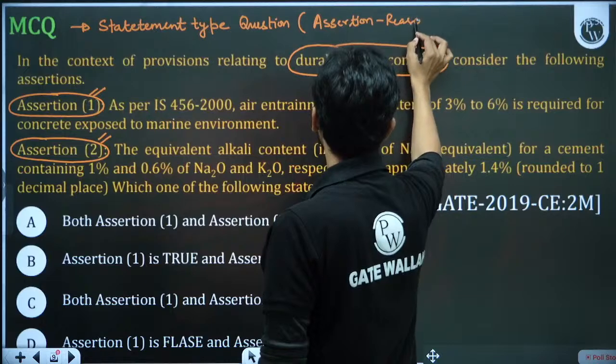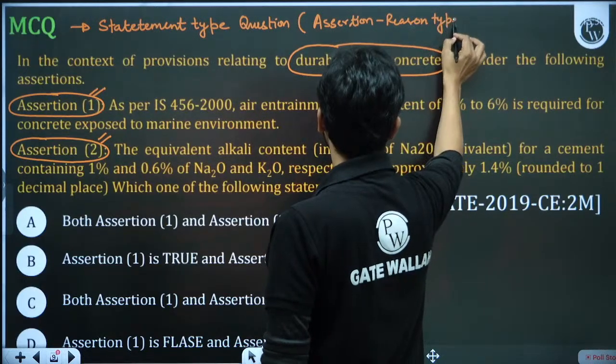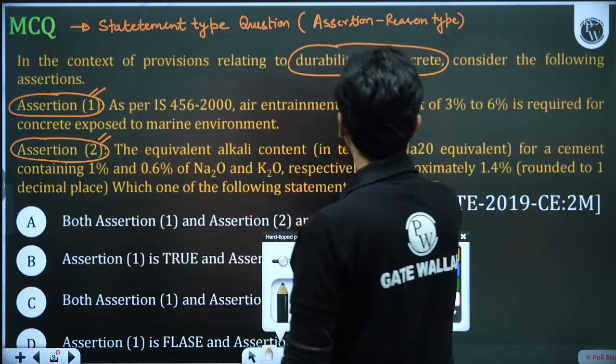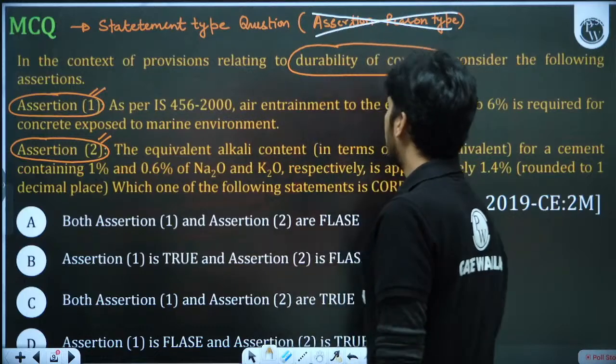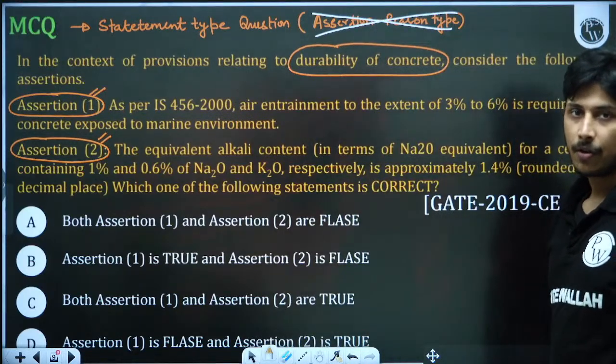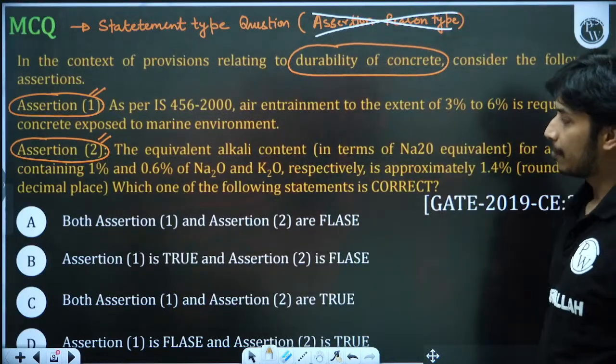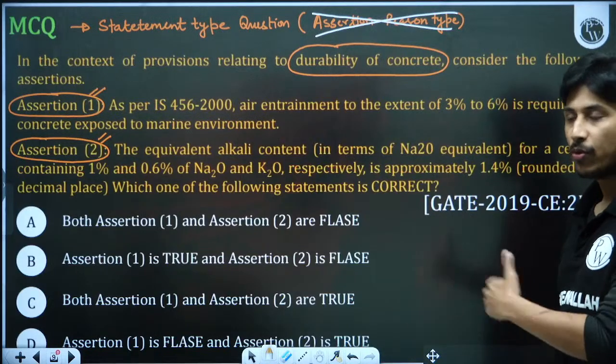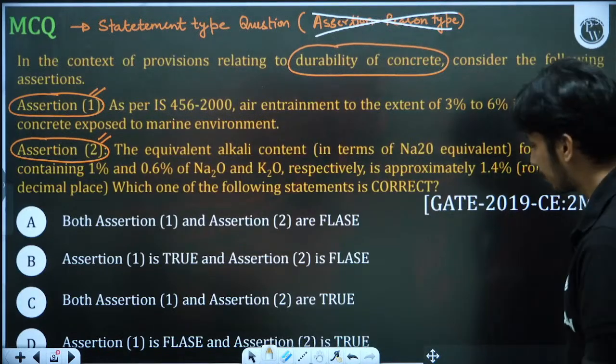It is not assertion-reason type, because in assertion-reason questions the options ask whether the reason is the correct explanation of the assertion or not. So this is not assertion-reason type. This is a statement type question. 1 is true, 2 is true, both are true, both are wrong, like this. Okay, so now tell me the answer.